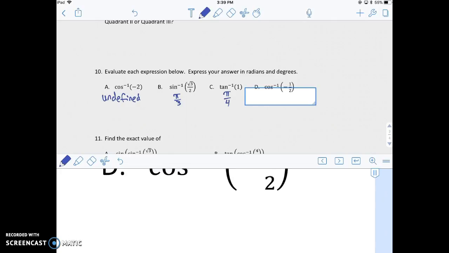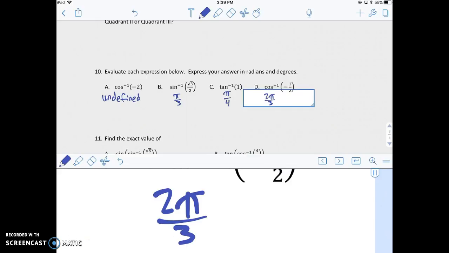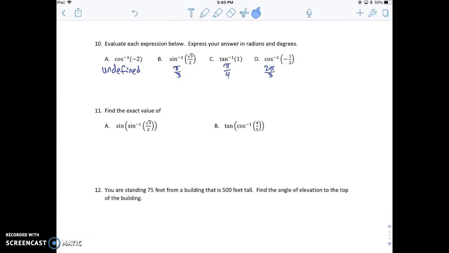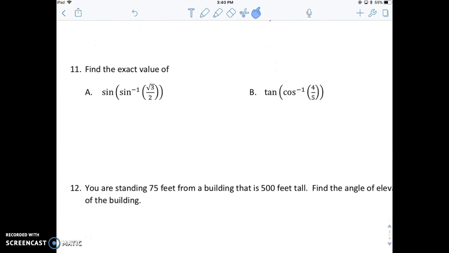And that's going to be the angle closest to vertical, which is 2 pi over 3 from our unit circle. I'm going to move on to question number 11. We're going to talk about that one really fast, both aspects of it.